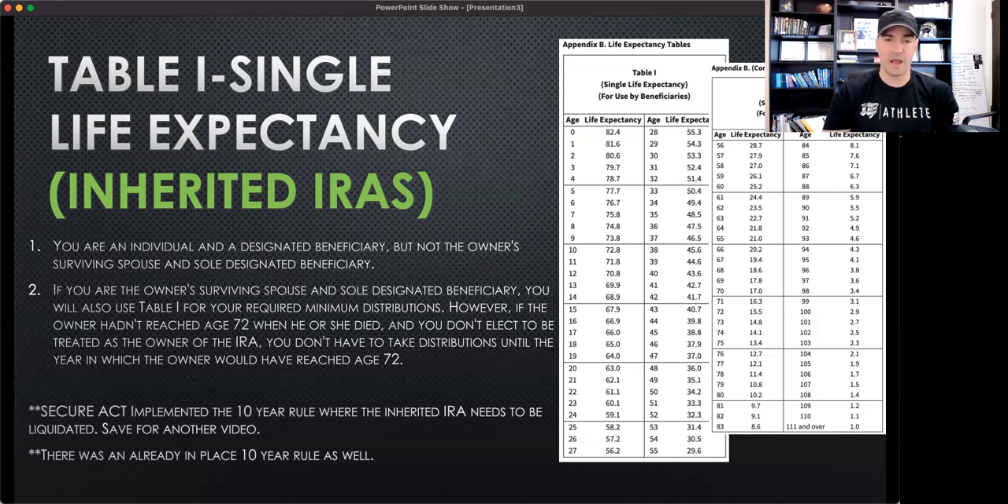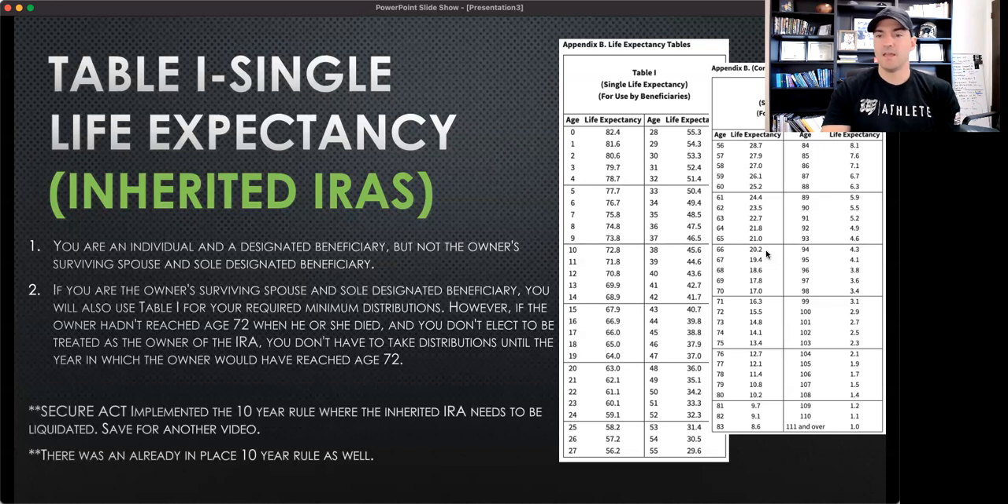Okay. Now, just a side note, the SECURE Act implemented the 10-year rule where the inherited IRA needs to be liquidated. There was already a 10-year rule in place, but do know that what I'm describing now is pre-2020. If it's after 2020 and you're in one of these two situations, there's going to be a new 10-year rule. That's for a whole new video based on the SECURE Act.